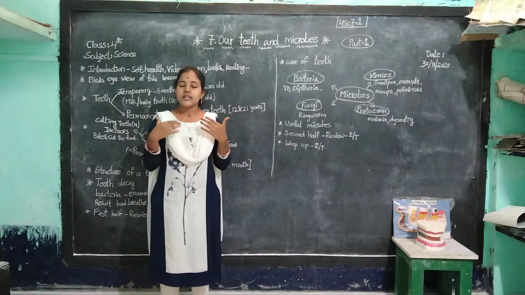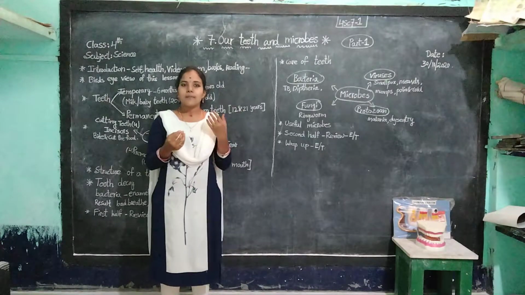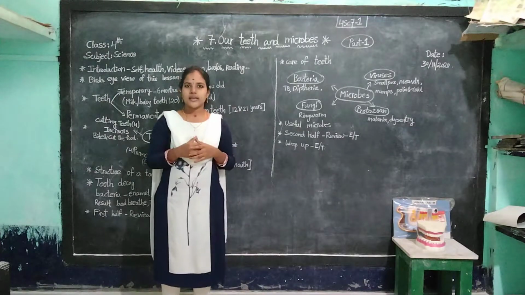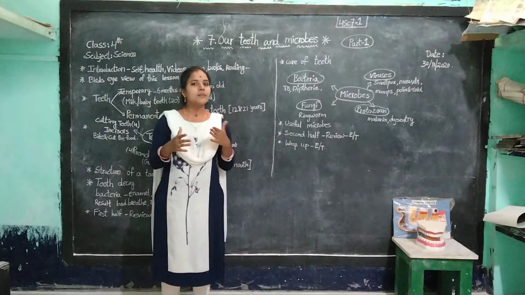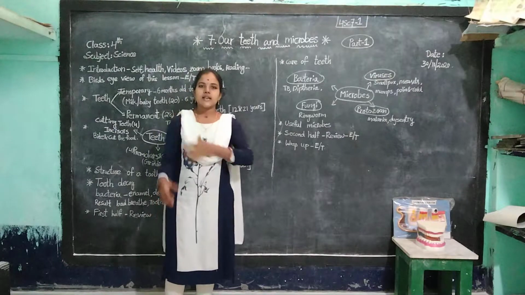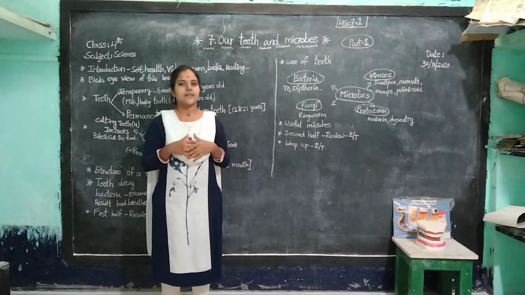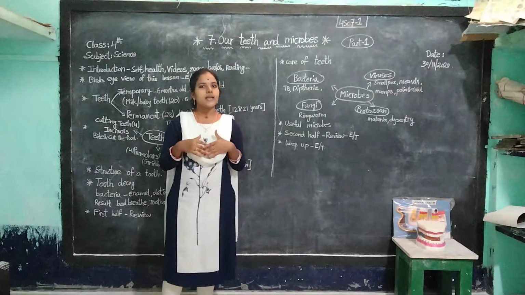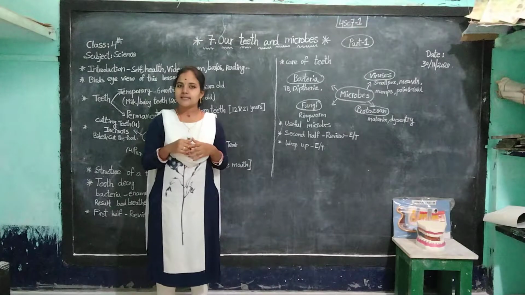And we talk very fluently and speak very clearly by the teeth only. Without teeth, words cannot be pronounced clearly. In our lifetime, we have 2 sets of teeth. How many sets, children? Very good.